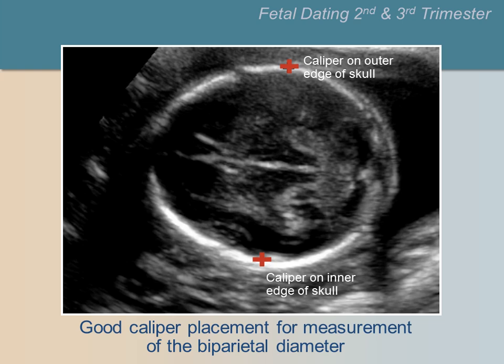Once you have good head position, you can now measure the BPD. We want to measure from the outer edge of the skull to the inner edge. It is very important to be precise. If the measurements are not precise, the gestational age estimate will be wrong.